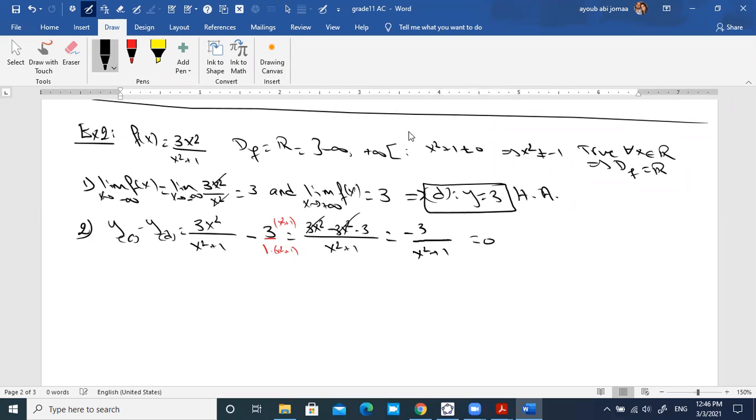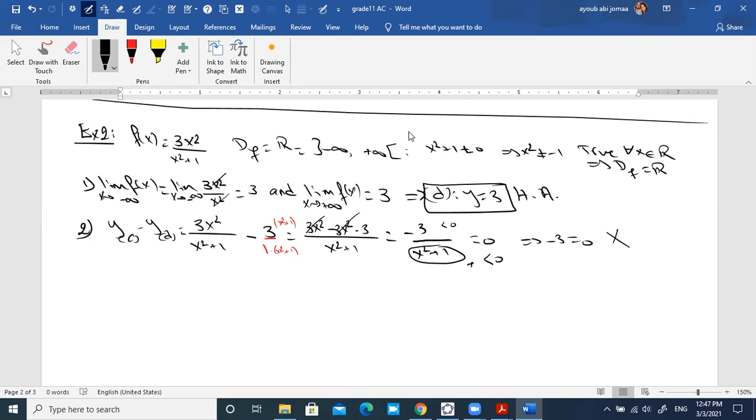Put it equal to 0 and use the cross product here, you get negative 3 equals 0, it has no solution. For this particular case, it's very clear that the answer is negative. Why? x squared plus 1 is positive. Negative 3, negative. Negative divided by positive, then the final answer is negative.